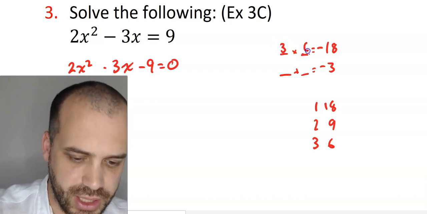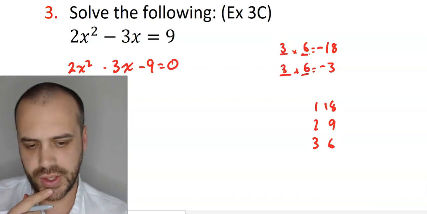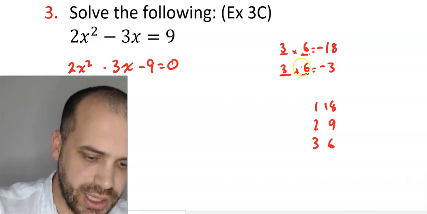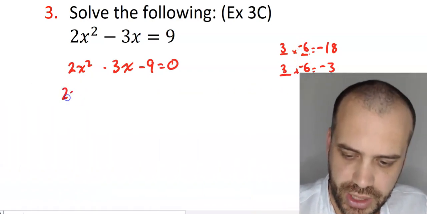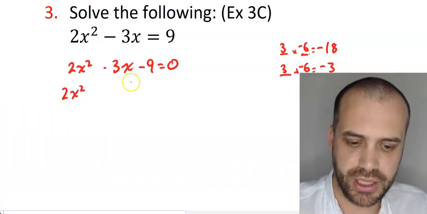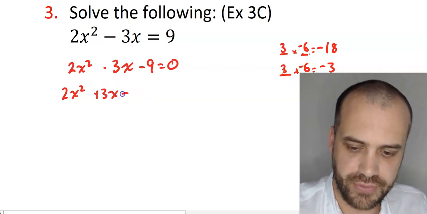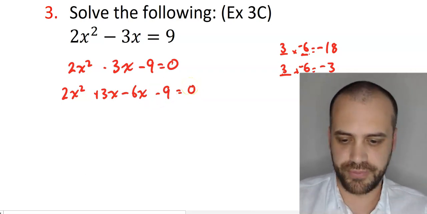A 3 goes here, a 6 goes here. I need 3 plus 6 to be negative 3, so I would need that 6 to be negative for that to work. Alright, so then 2x squared, decompose negative 3x into positive 3x from there, and negative 6x from there, and a negative 9 equals 0.